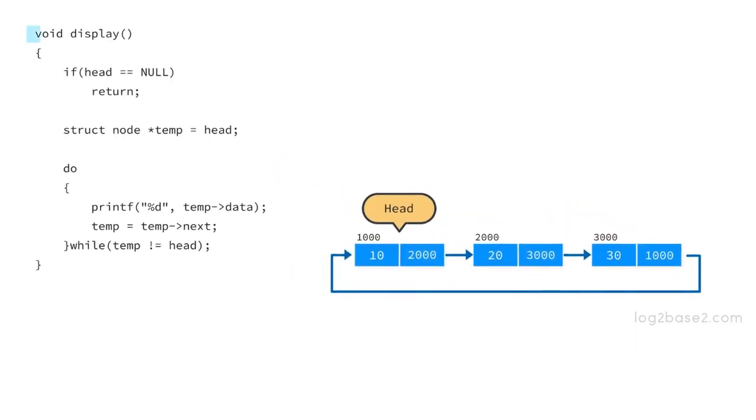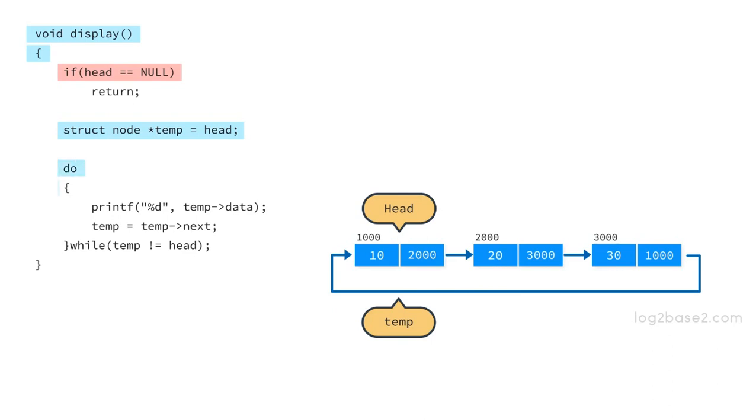Let us use the display function to print the data of each node. First we have to check if head equal to null. If it is, then the linked list is empty, so return. Otherwise, create a temporary pointer temp pointing to the head node. Now we have to traverse the list and print each node's data till we reach head again. So we can use a do while loop here instead of a normal while loop. First, the data will be printed and then the next node will be checked. When the next node is head, the traversal is completed.